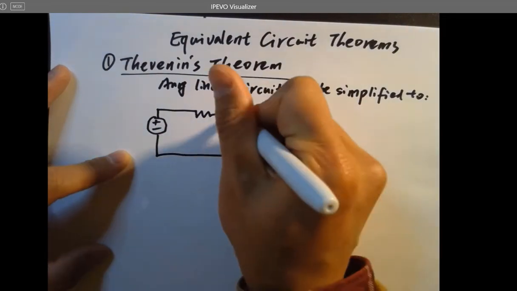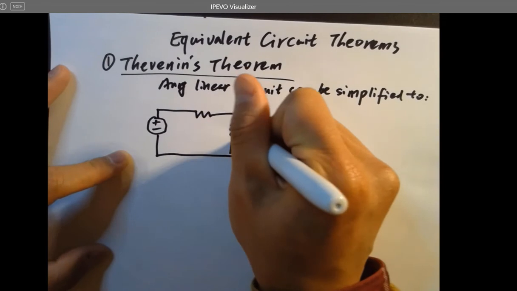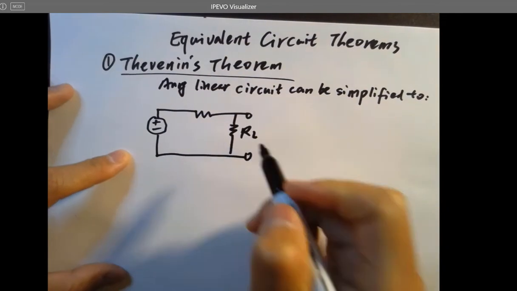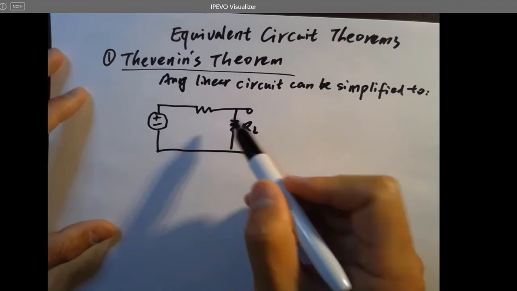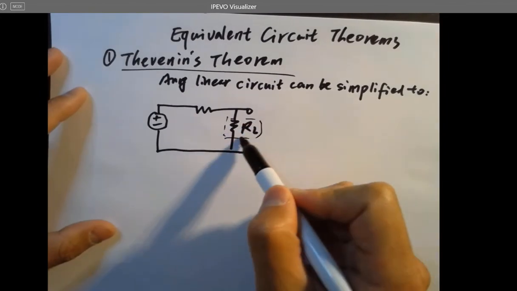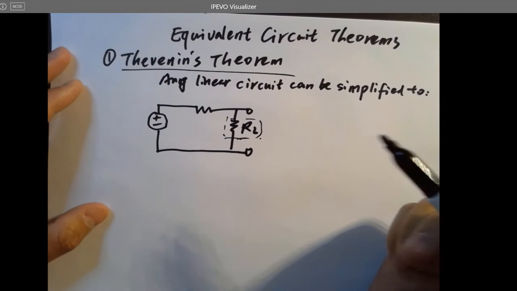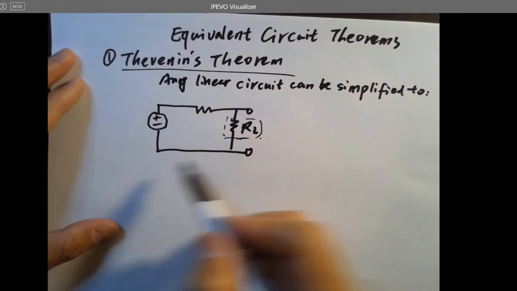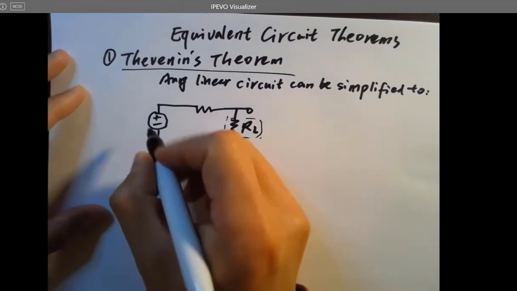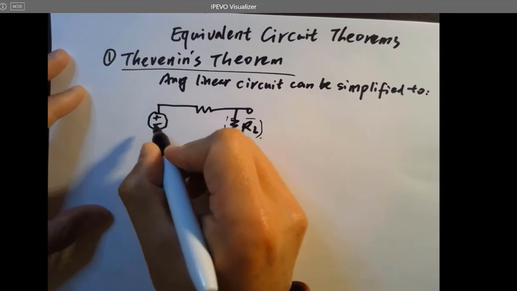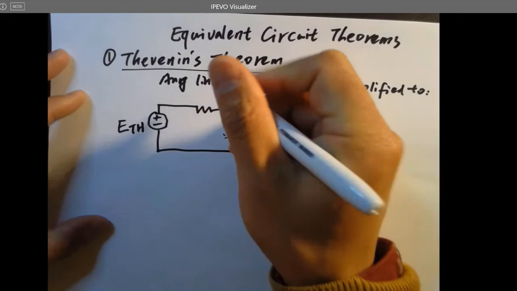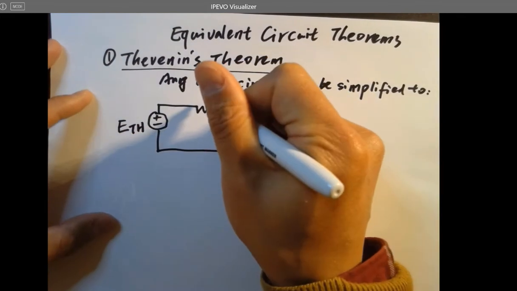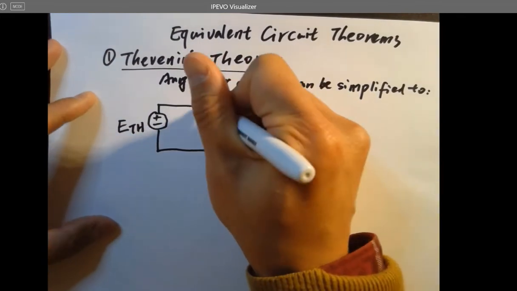Okay, and here is a load resistor. The load resistor does not have to be a resistor. It can be anything. It's just a load. You can treat this as a black box. Anything performed as a load for the entire circuit network. And this is Thevenin's equivalent voltage source. It's called ETH. And this is Thevenin's equivalent resistance. It's called RTH.